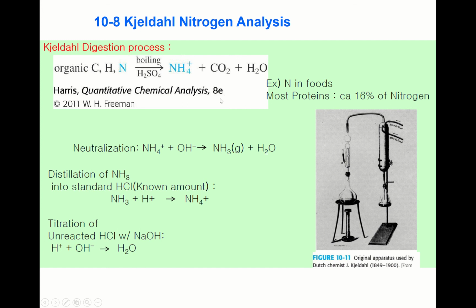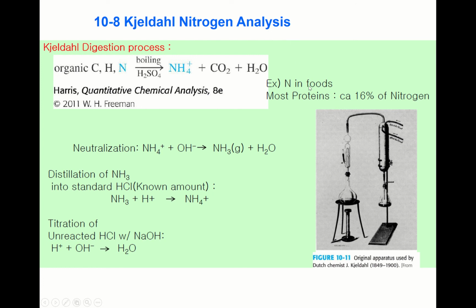Okay, next topic is Kjeldahl nitrogen analysis. This is how people pronounce Kjeldahl. Nitrogen analysis is very important, especially in food science. Food scientists analyze nitrogen content in food all the time.